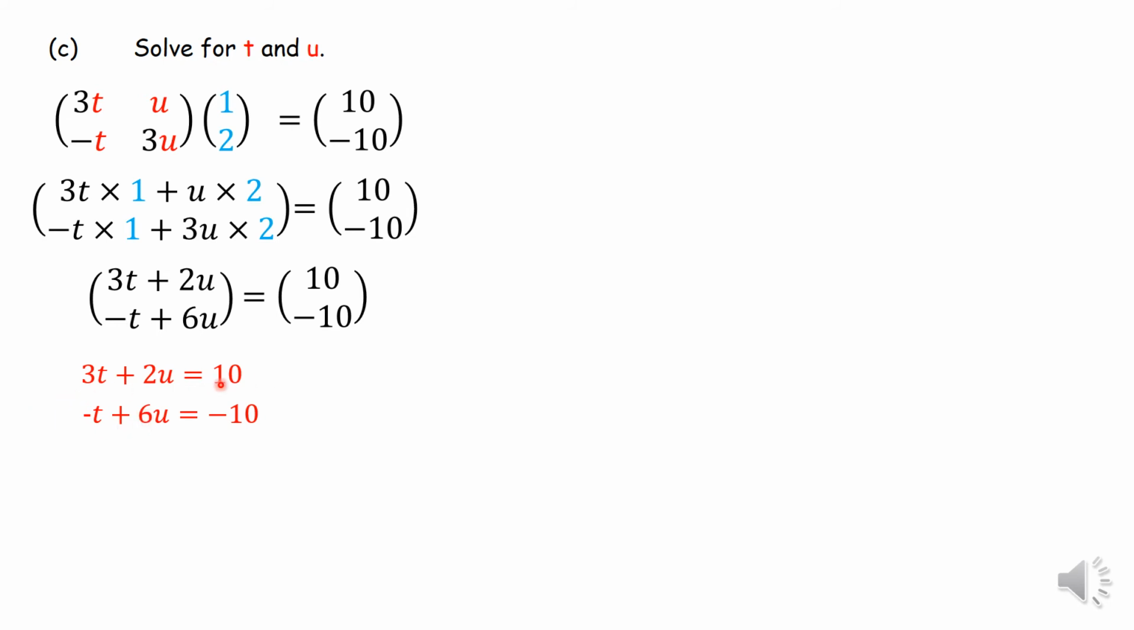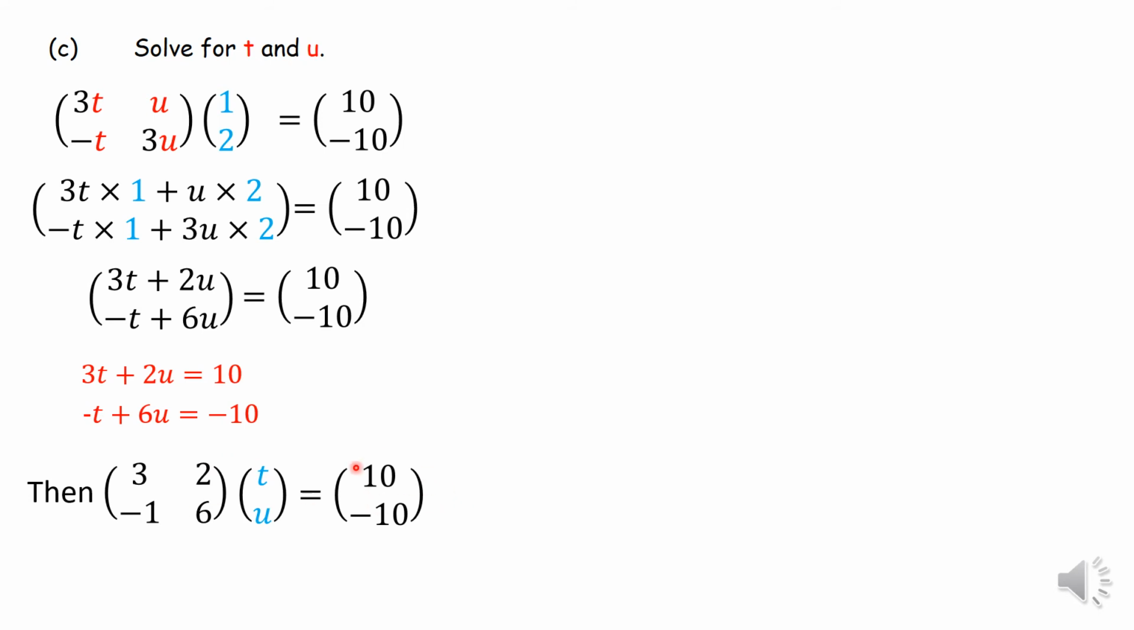And because we have two simultaneous equations, we can write 3, 2, negative 1, and 6 in matrix form as that matrix there, and then also the one that we're looking for, tu equals to 10, minus 10. Now when we are here, remember, you're supposed to find the inverse in order to get rid of this.